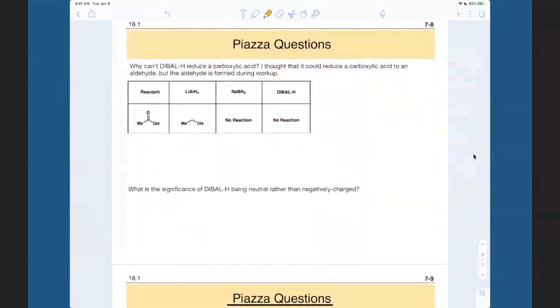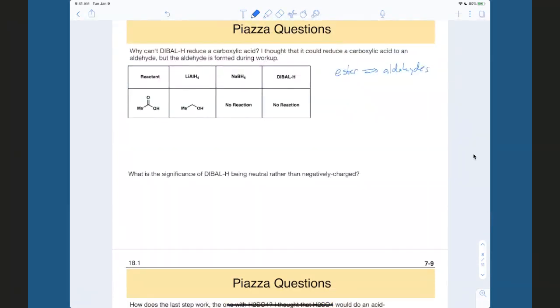So there's a question of why DIBAL can't reduce a carboxylic acid? I thought it could reduce a carboxylic acid to an aldehyde. So DIBAL can reduce esters. No, esters go to aldehydes. Carboxylic acids would largely just be deprotonated. So if we think about how this reaction could work and how DIBAL's mechanism works, as you kind of mentioned that it's neutral, I wanted to maybe talk about DIBAL a bit more right now too.